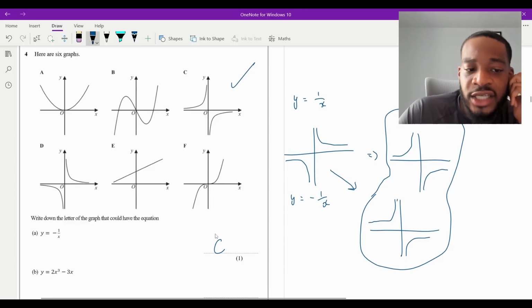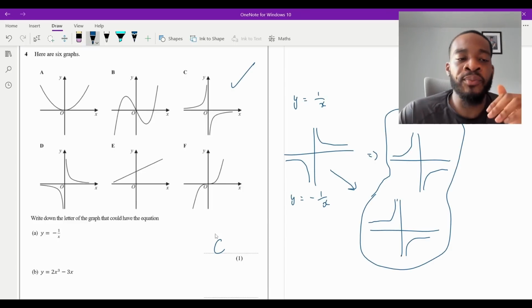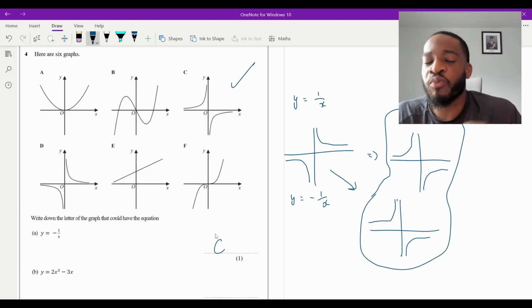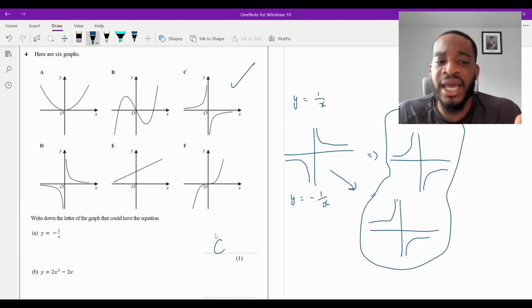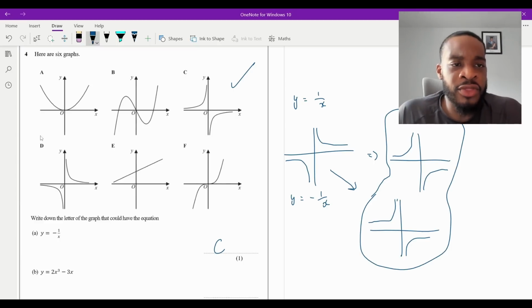y equals 2x cubed minus 3x. Now this one, again, having knowledge of your graphs is super important here because you could do it by process of elimination. Now, firstly, the highest power here is a 3. This tells me that it must be a cubic, right? Now, cubics, I know are not going to be either C or D because we've looked at them. It's the reciprocal function, so I can eliminate those.